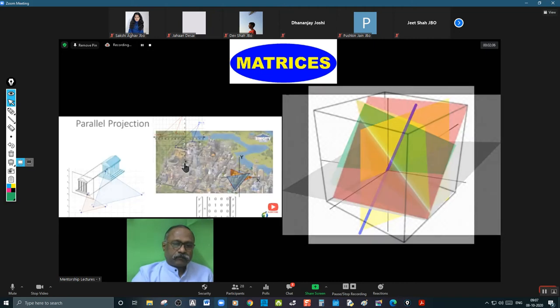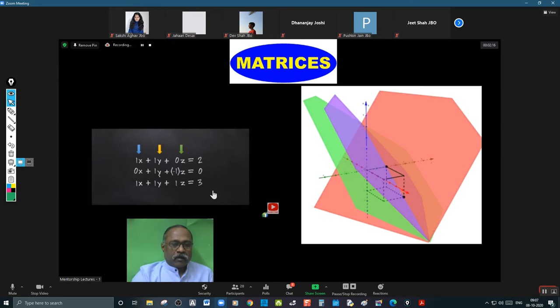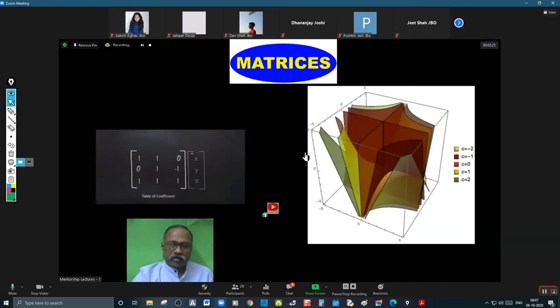See, for example, if a 2D figure is to be shown as a 3D figure like this, then we will be using matrices. You don't believe it. Similarly, for solving the linear equations in 3 variables, we make use of matrices. You know that. That's what I have shown on right hand side.